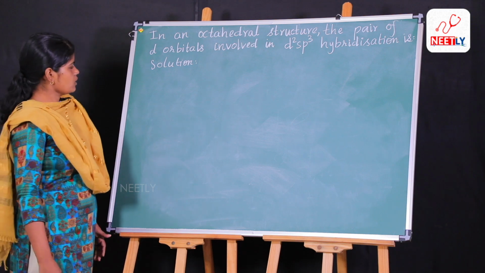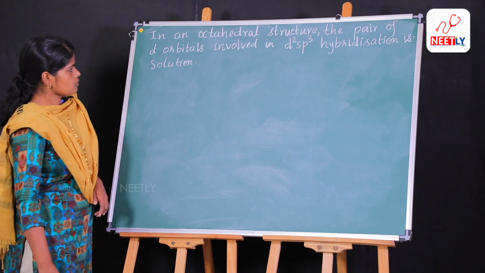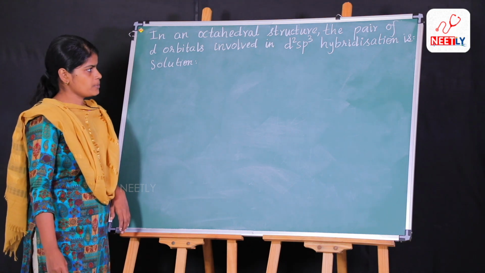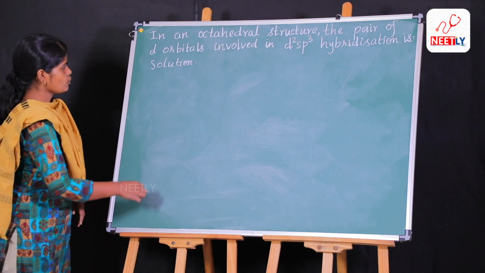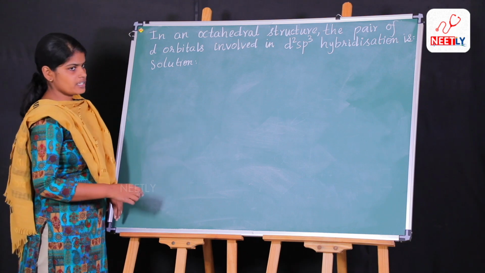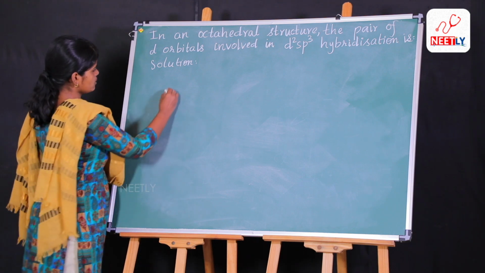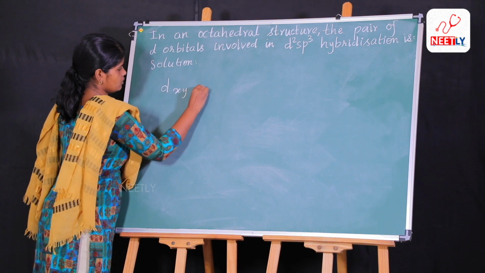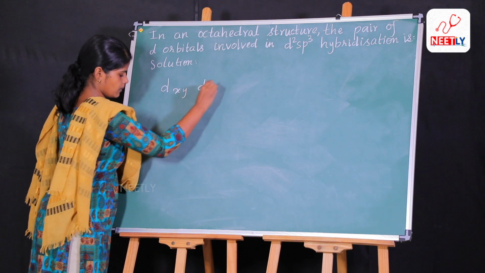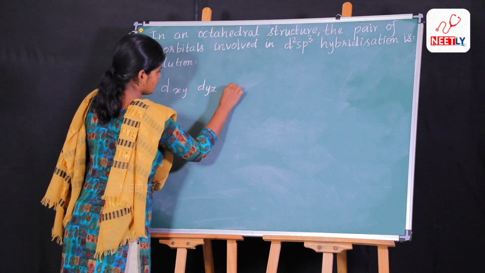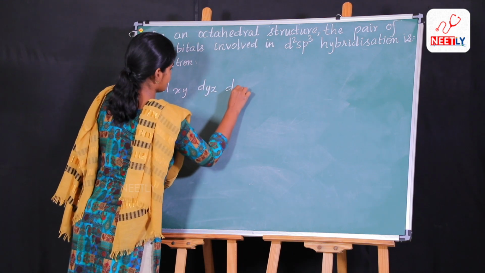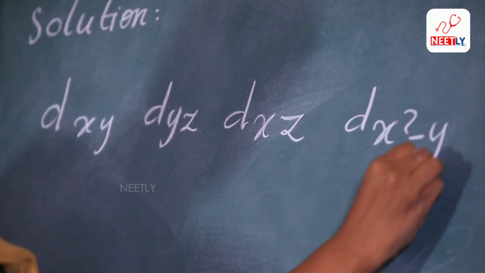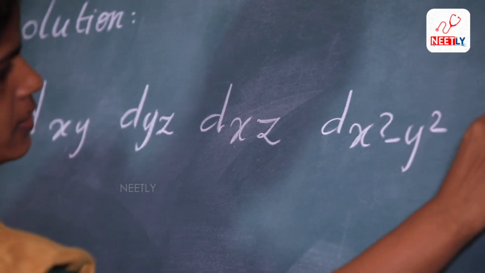Okay, in the question it is asked: the pair of d orbitals involved in d square sp3 hybridization is? So, if you take the d orbitals, there are 5 kinds of d orbitals. They are dxy, dyz, dxz, dx square minus y square, dz square.